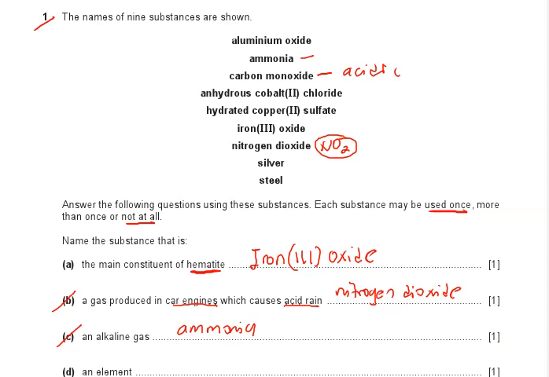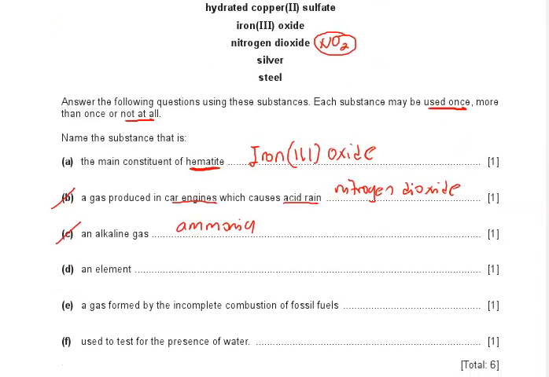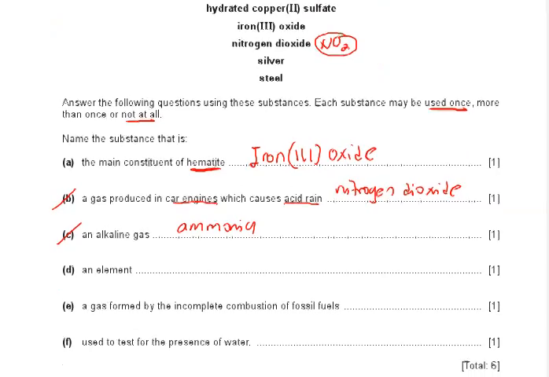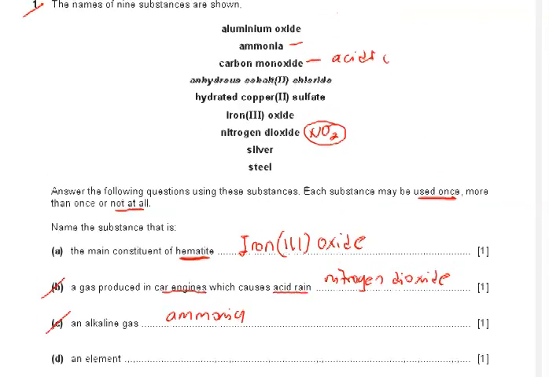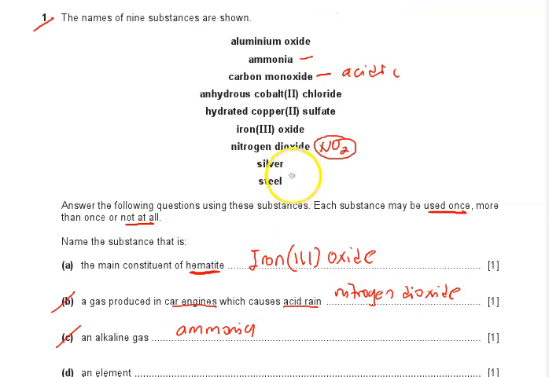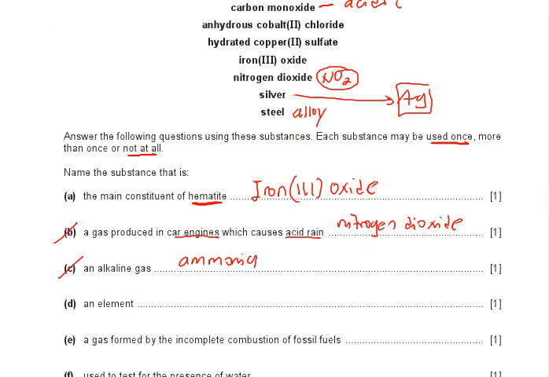Okay, now let us look at D, an element. They are asking for an element. If you look at steel, it is an alloy. Okay, it's a mixture. It is not an element. So your best answer here will be silver. Silver is Ag, argentum in our periodic table. So we can write here silver.